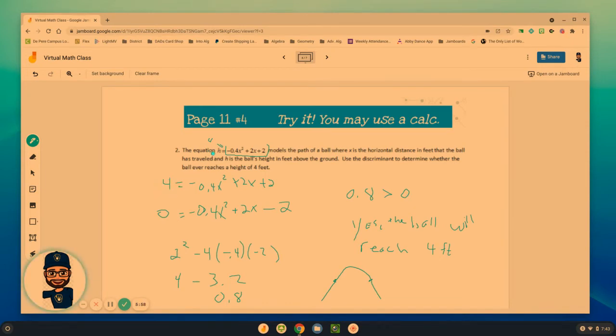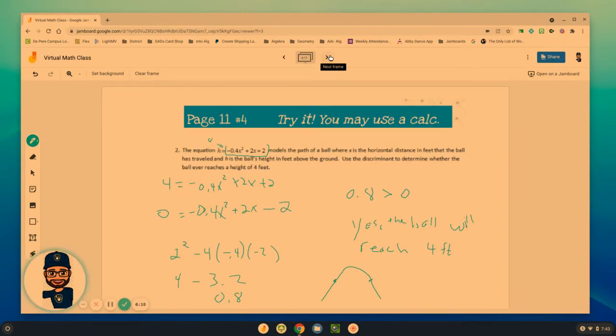But the key started by setting the equation equal to the height we were looking for. Does it pass the height of 4 feet? Setting it equal, and then moving that over to find our A, B, and C values properly. That's how we can apply and use the discriminant.